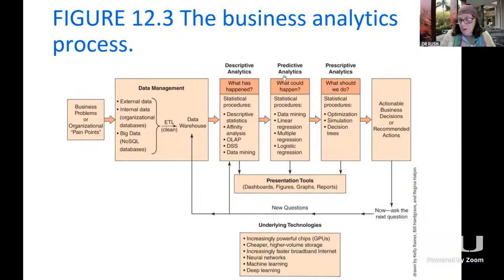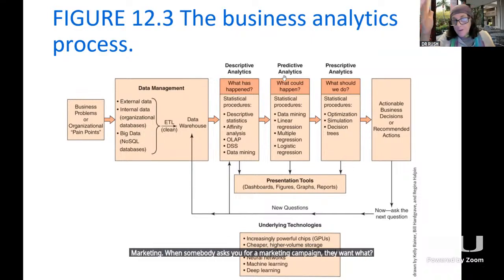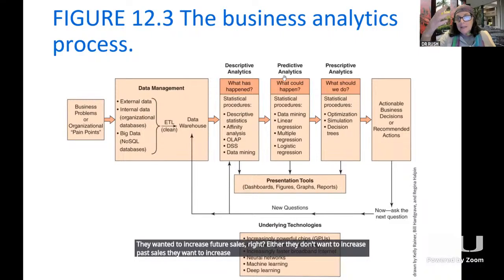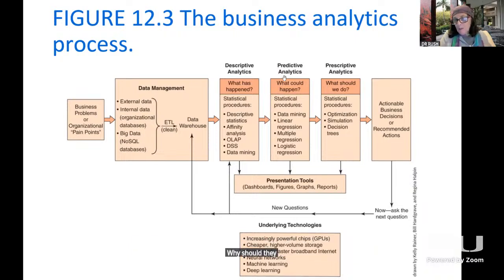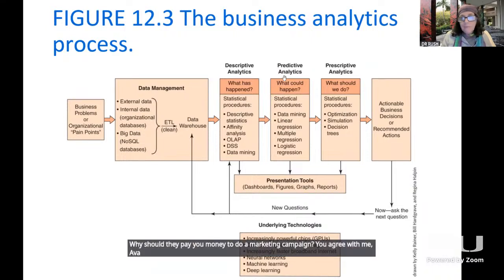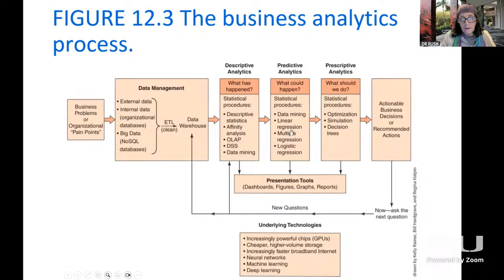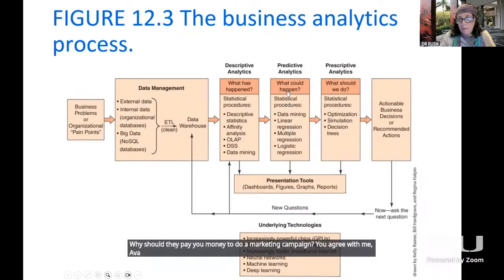Marketing. When somebody asks you for a marketing campaign, they want what? They want it to increase future sales, right? Ava, they don't want to increase past sales. They want to increase future sales. So predictive is based on this marketing ad campaign: you're going to predict that they're going to do better in sales. If they're not going to do better in the sales, why should they pay you money to do a marketing campaign? You agree with me, Ava? Yes, no, maybe. Yeah, I noted.